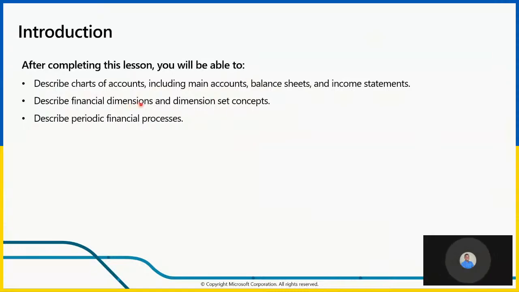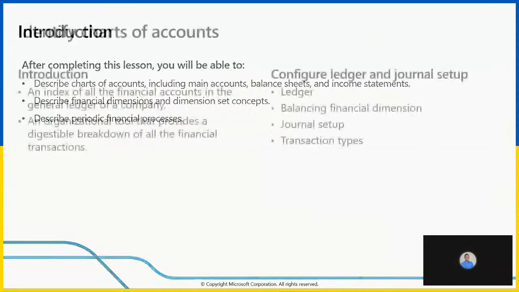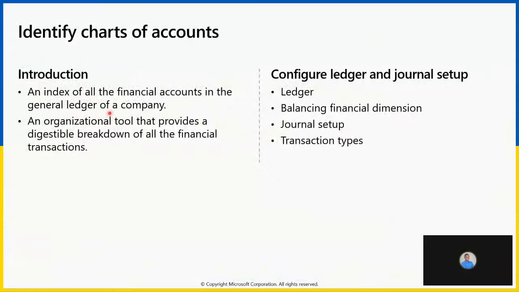Then we spoke about the financial dimension also. So chart of accounts are indexes of all the financial accounts in the general ledger of the company. So the chart of accounts contains all the GL accounts that we need to carry out our transactions. So I've spoken about the ledger setup, the financial dimensions. The journal setup is where we pick our chart of accounts. We pick our reporting currencies, our transaction currencies. We also spoke about the transaction types.